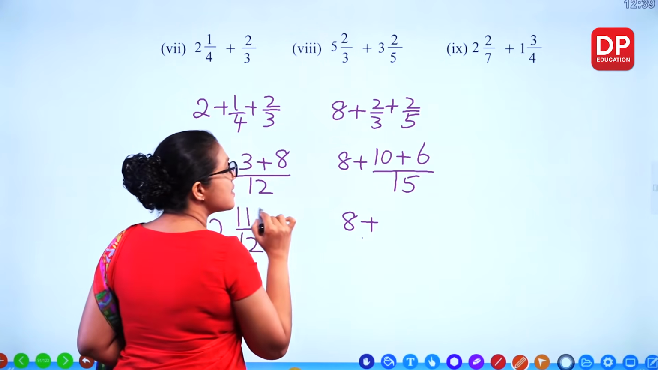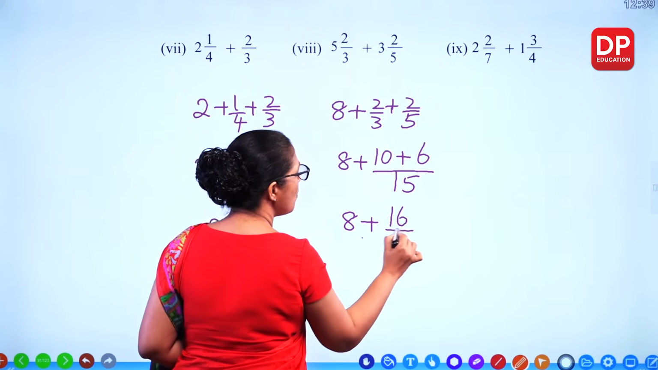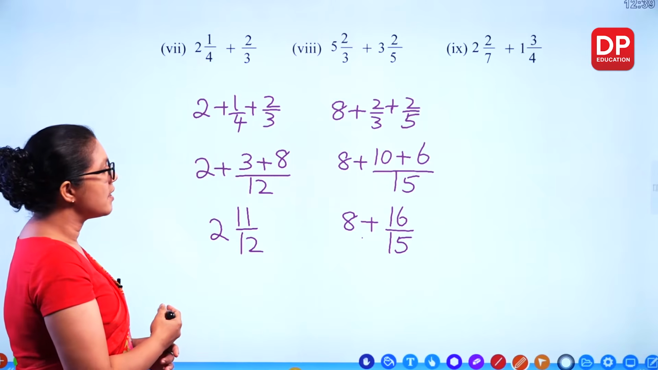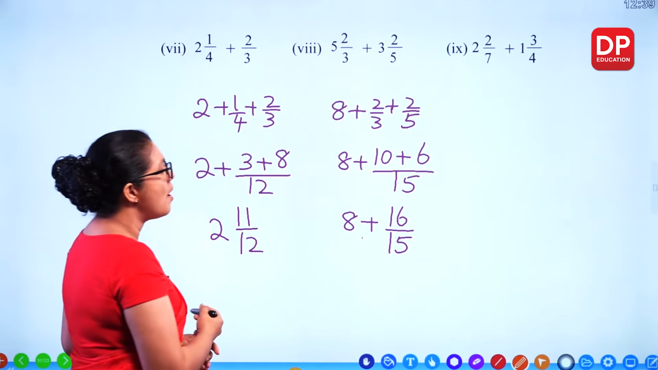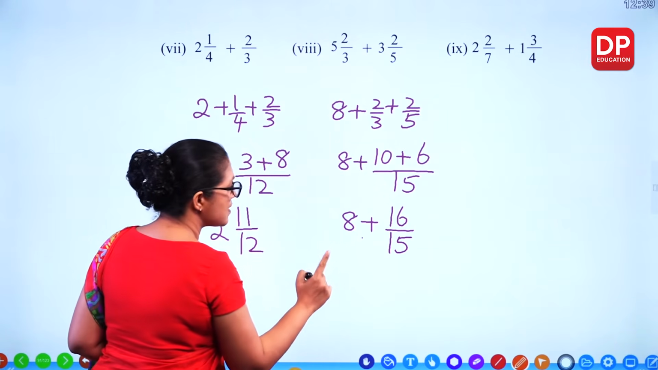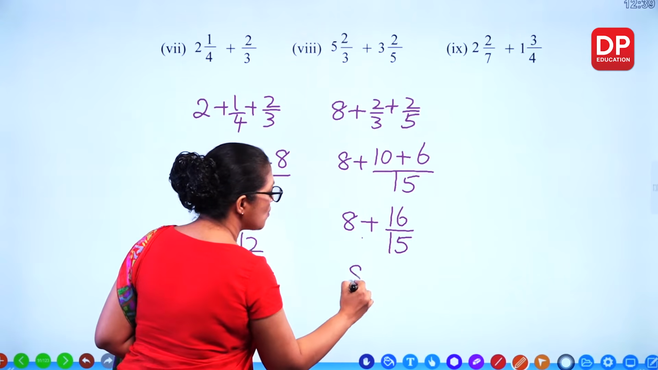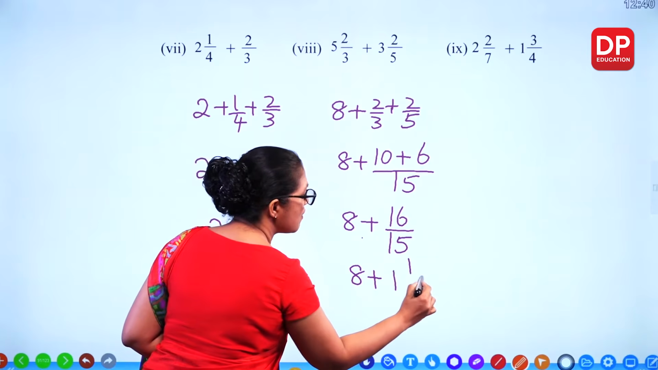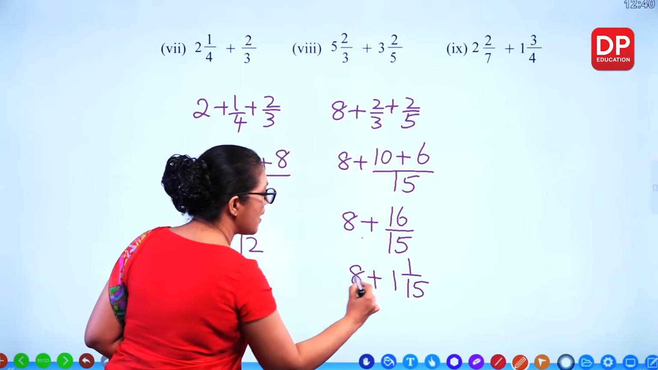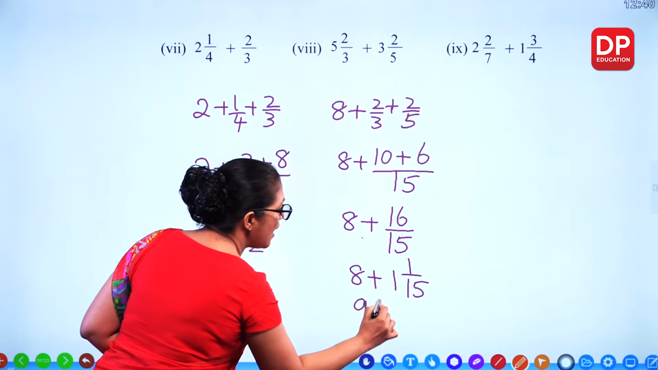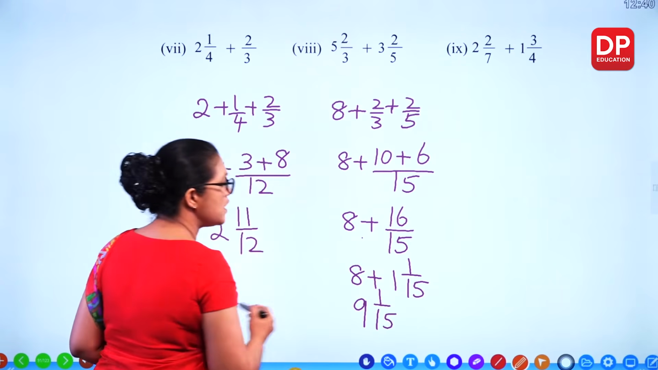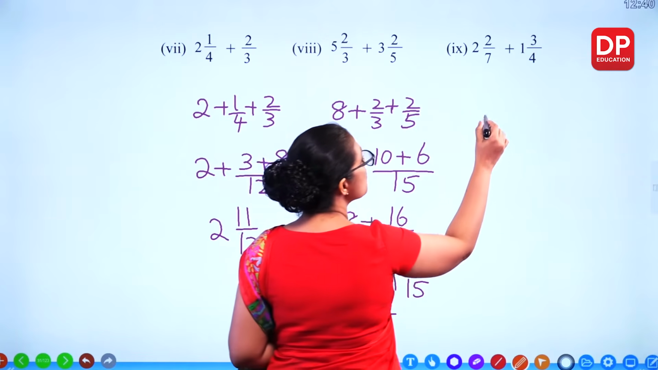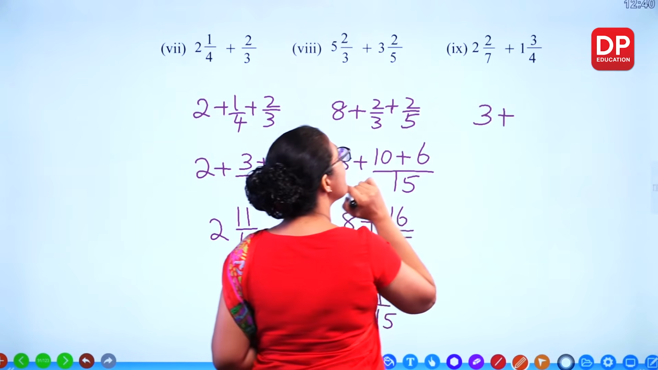10 plus 6, 16. Now, can you say this is an improper fraction? You can convert to a mixed number. 16 divided by 15 means 1 and 1 part remaining, 1 out of 15. So 8 plus 1, 9, 9 and 1 over 15. This one, 2 and 1.